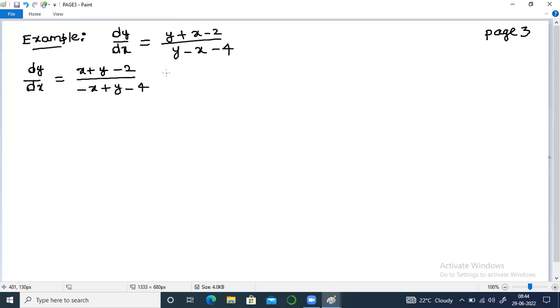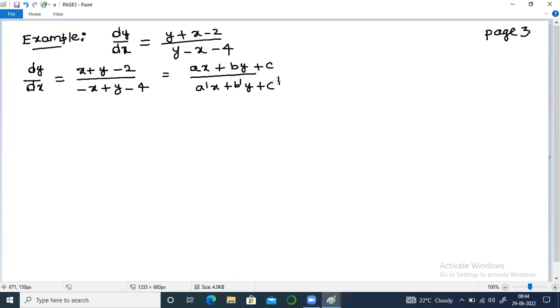How is it looking now? Exactly, it is non-homogeneous form: (ax + by + c) over (a'x + b'y + c'). Now c and c' are minus 2 and minus 4. Because of that minus 2 and minus 4, the equation becomes non-homogeneous. If minus 2 and minus 4 were not there, happily I could solve by using homogeneous form. I can put y is equal to vx and solve that problem. So because of this minus 2, minus 4, the problem came.